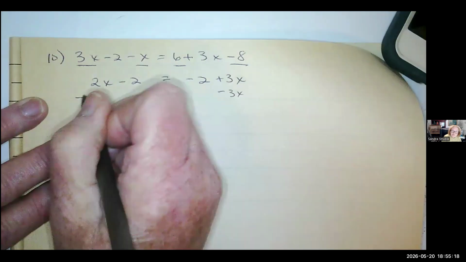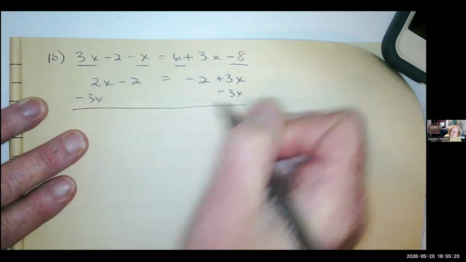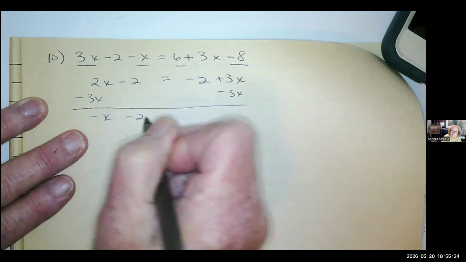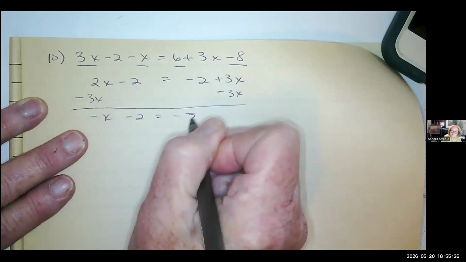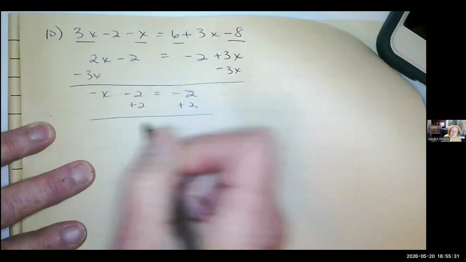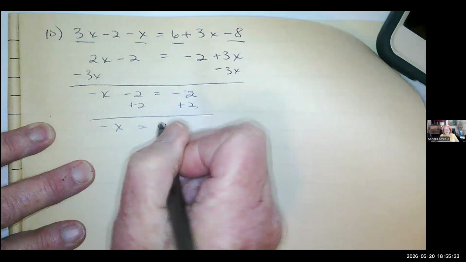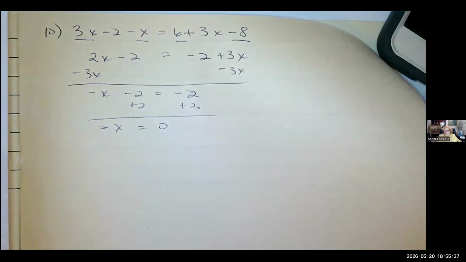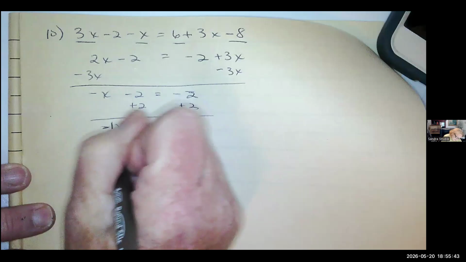This becomes 2x minus 3x is negative x. Bring down your negative 2 equals negative 2. Add 2 to both sides. Negative x is equal to 0. This is negative, so we can either multiply both sides by negative 1, or we can divide both sides by negative 1. Your choice. But this is always going to be negative 1. And so x is 0.